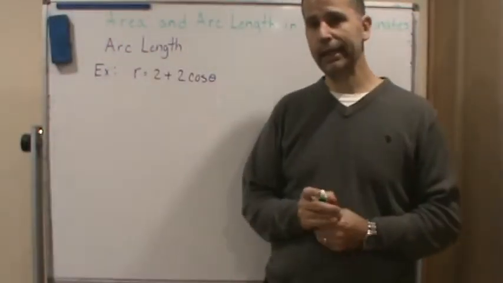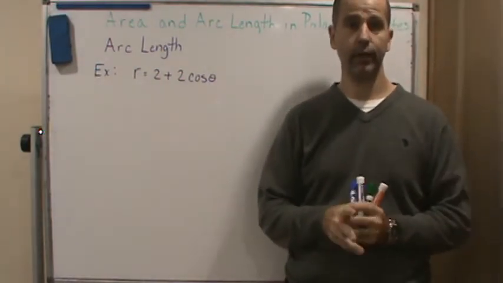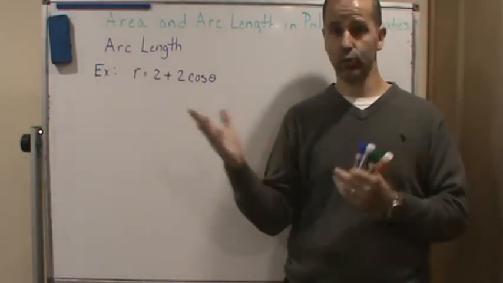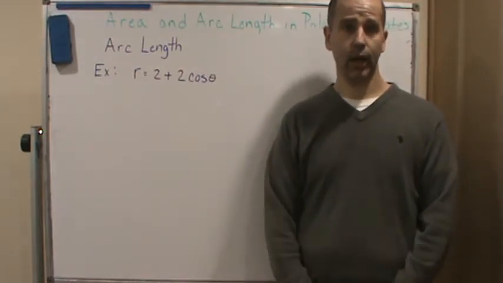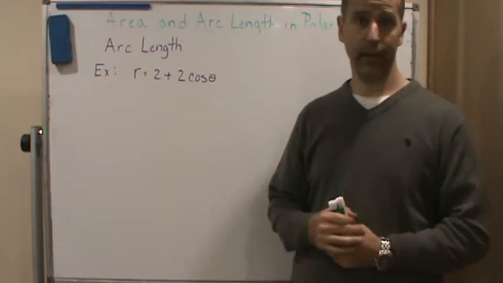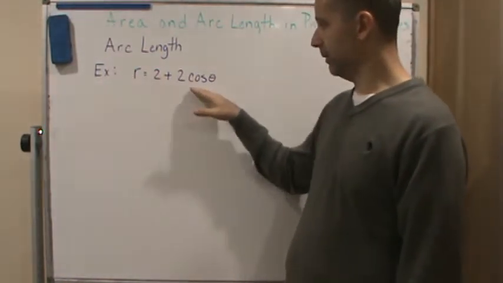Okay, so now we're going to do an example of calculating arc length of a curve. The first thing you have to understand is what kind of curve you're looking at. Again, you don't necessarily have to trace it out to get the correct answer, if you understand what's going on. So this is a cardioid.